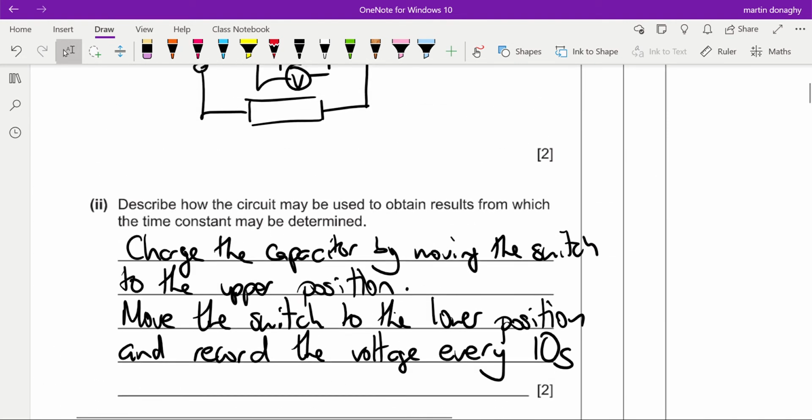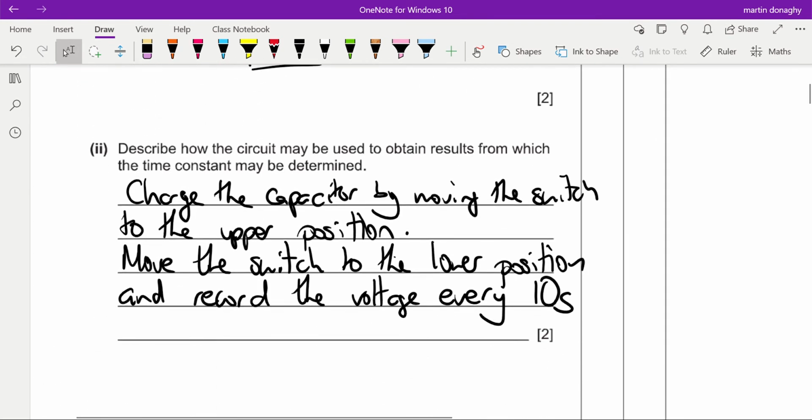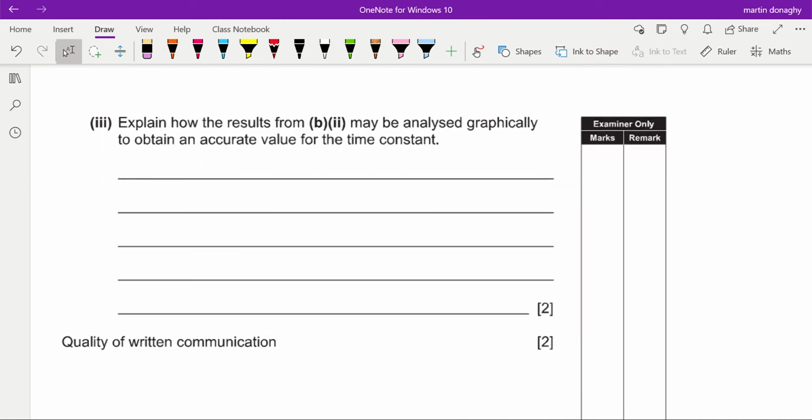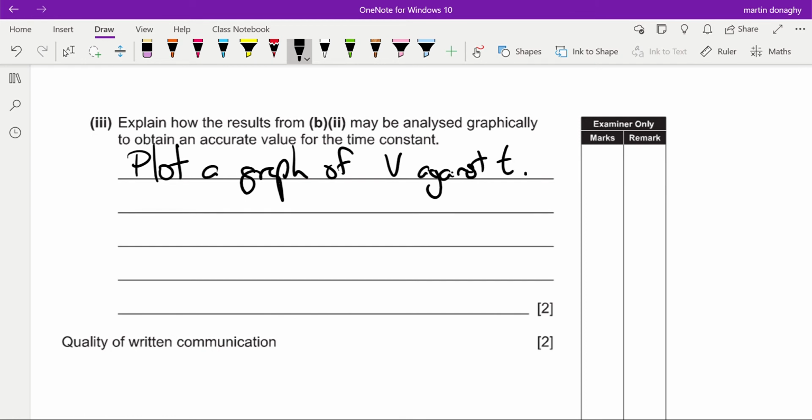It's up to yourselves what way you do this. I think you're probably better describing how you would draw a straight line graph, but they do give it in the mark scheme as: plot a graph of voltage against time. Draw a smooth curve through your points.